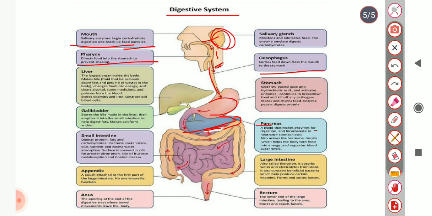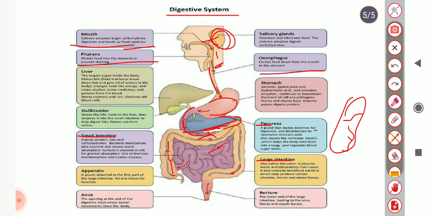This is the small intestine. You can see the structure of the small intestine. The digestion of proteins, fats and carbohydrates occurs in the small intestine. Nutrients and excess water are absorbed at the surface of the small intestine, which is covered with villi for greater absorption.